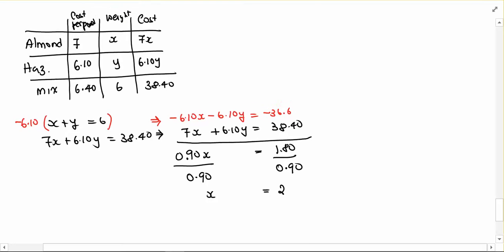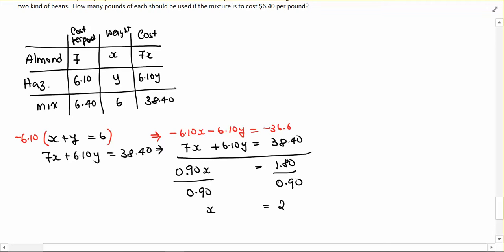Okay, so what does that mean? So we need 2 pounds of the almond coffee. And then that would mean we need 4 pounds of the hazelnut.